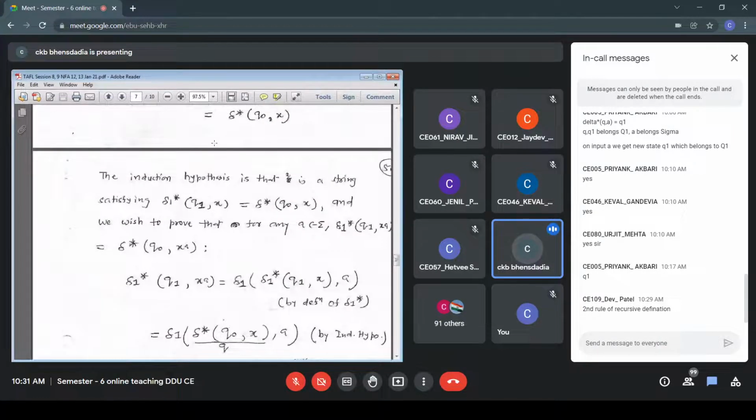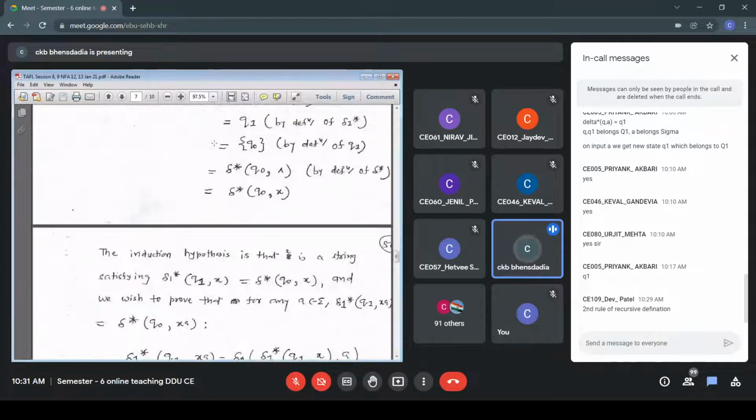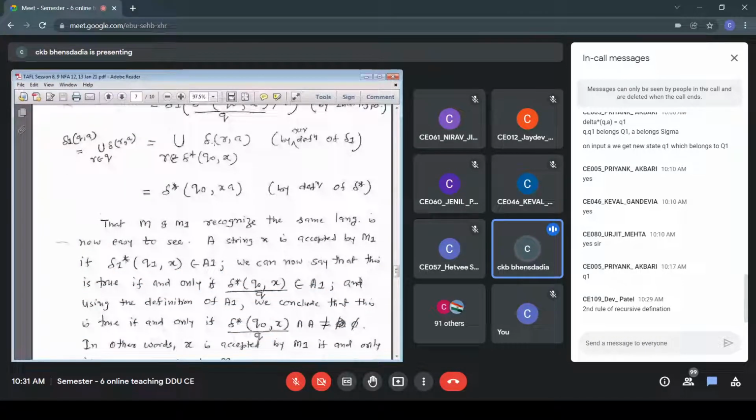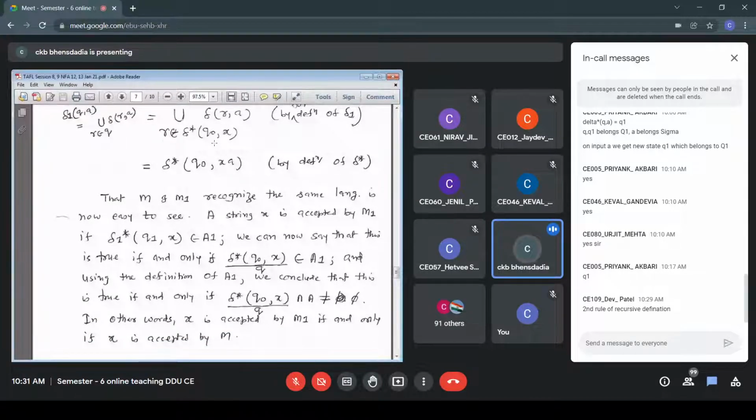Just proving delta 1 star Q1 X A equals delta star Q0 X A is not sufficient. Using those equivalences, we argue and show that the set L of M1 equals the set L of M. The last part is also important. Therefore, both the languages are the same. That completes the proof. Is that clear?